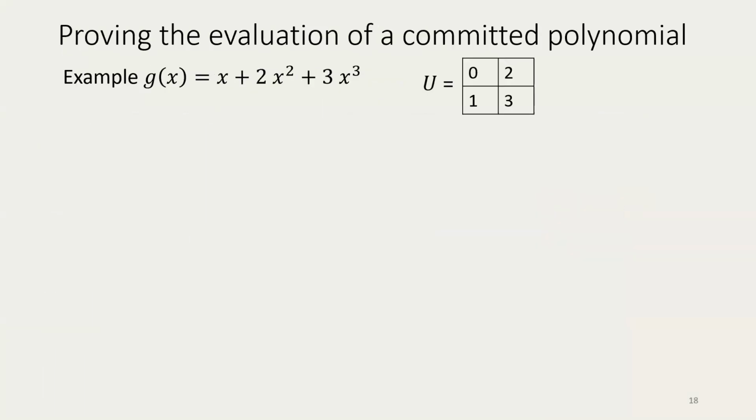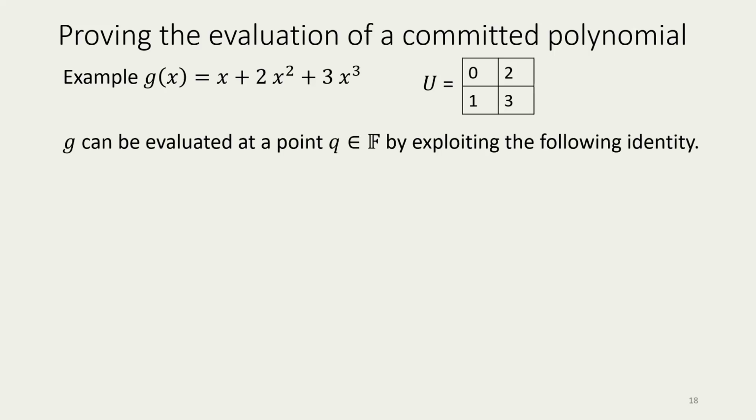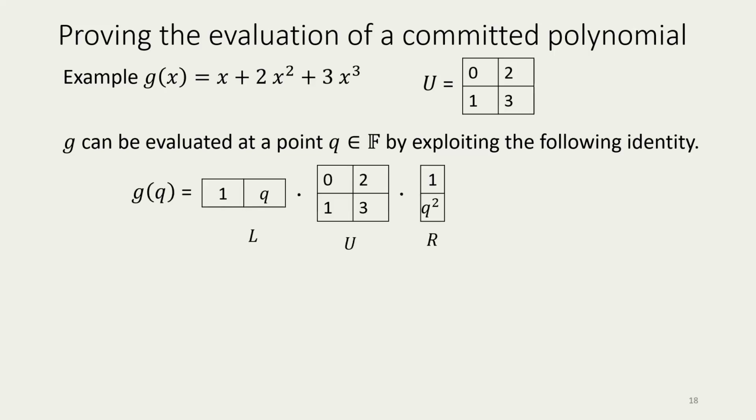Now I'm going to describe how Brakedown proves evaluations of committed polynomials. I'm going to use an example. Suppose we have a cubic polynomial. It can be represented uniquely with this 2x2 matrix. Then this polynomial can be evaluated at any point q by multiplying this matrix with two vectors, one on the left and one on the right. And these vectors are completely determined by the evaluation point q.